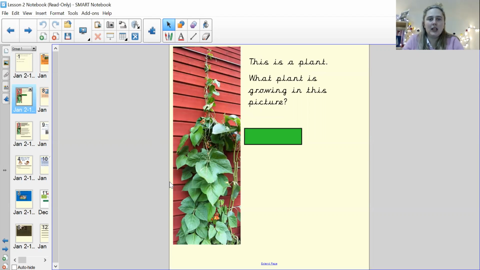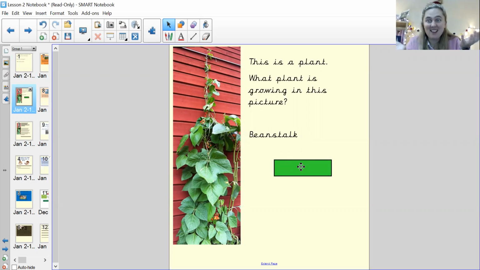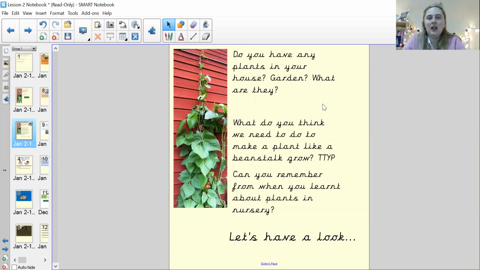Now, can anybody tell me what plant is growing in this picture? Shout it at me. Have a good look. You're right, it's a beanstalk. Now, I'm wondering, do you have any plants in your house or in your garden? What plants do you have? Maybe you could tell me in a video what plants you have.